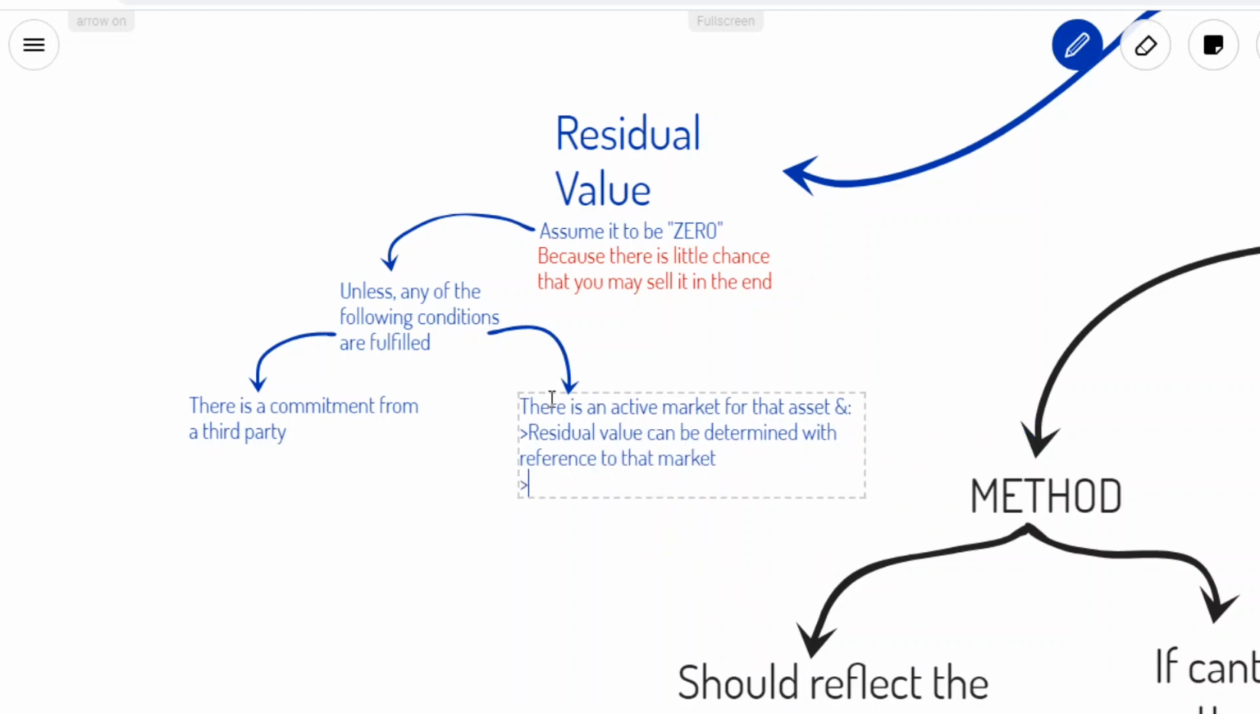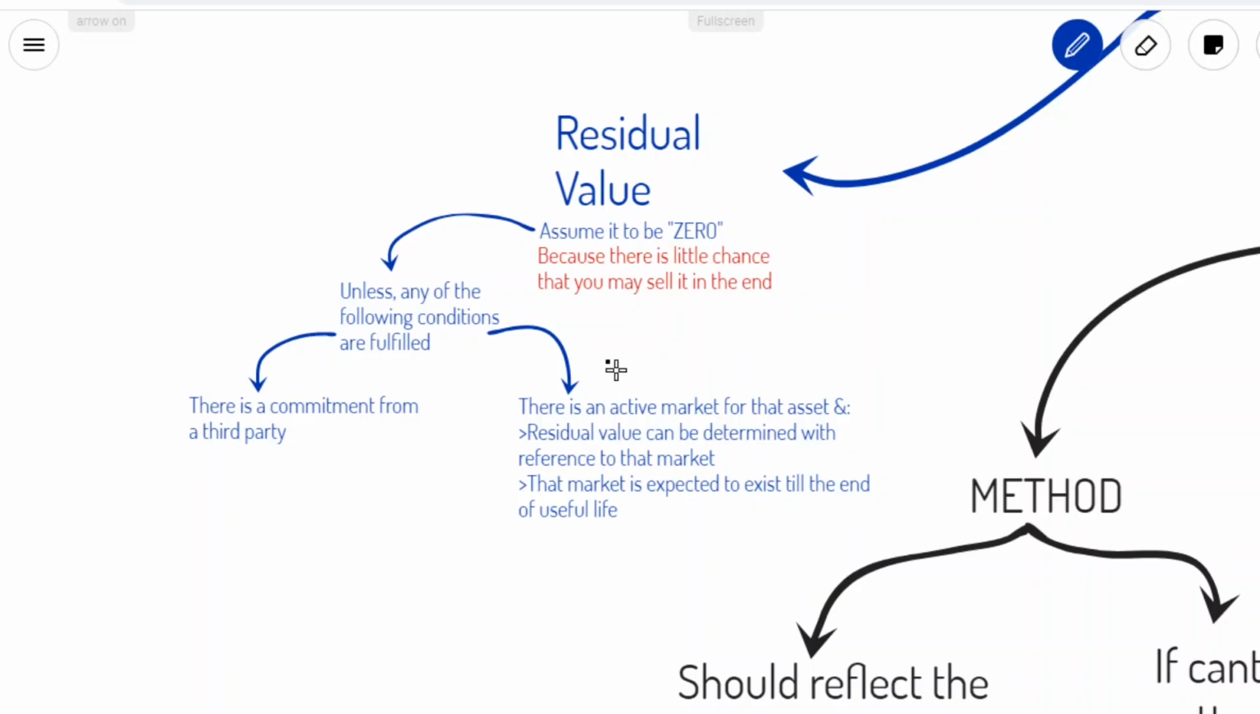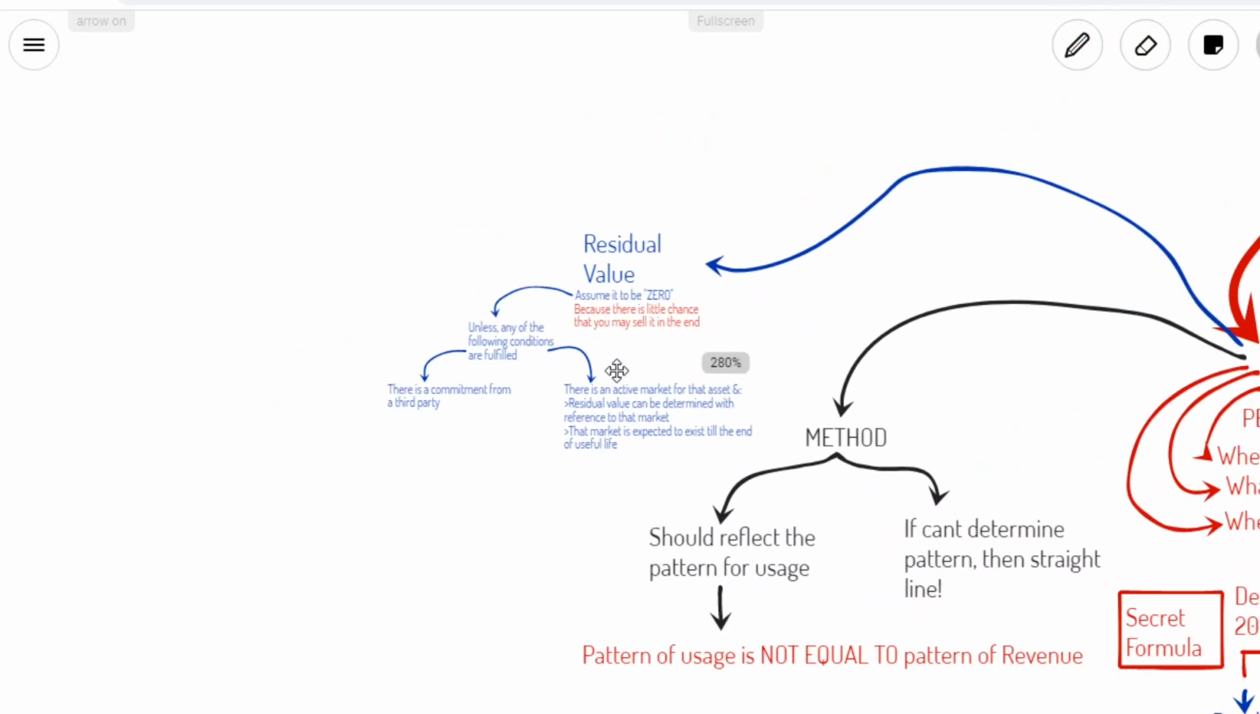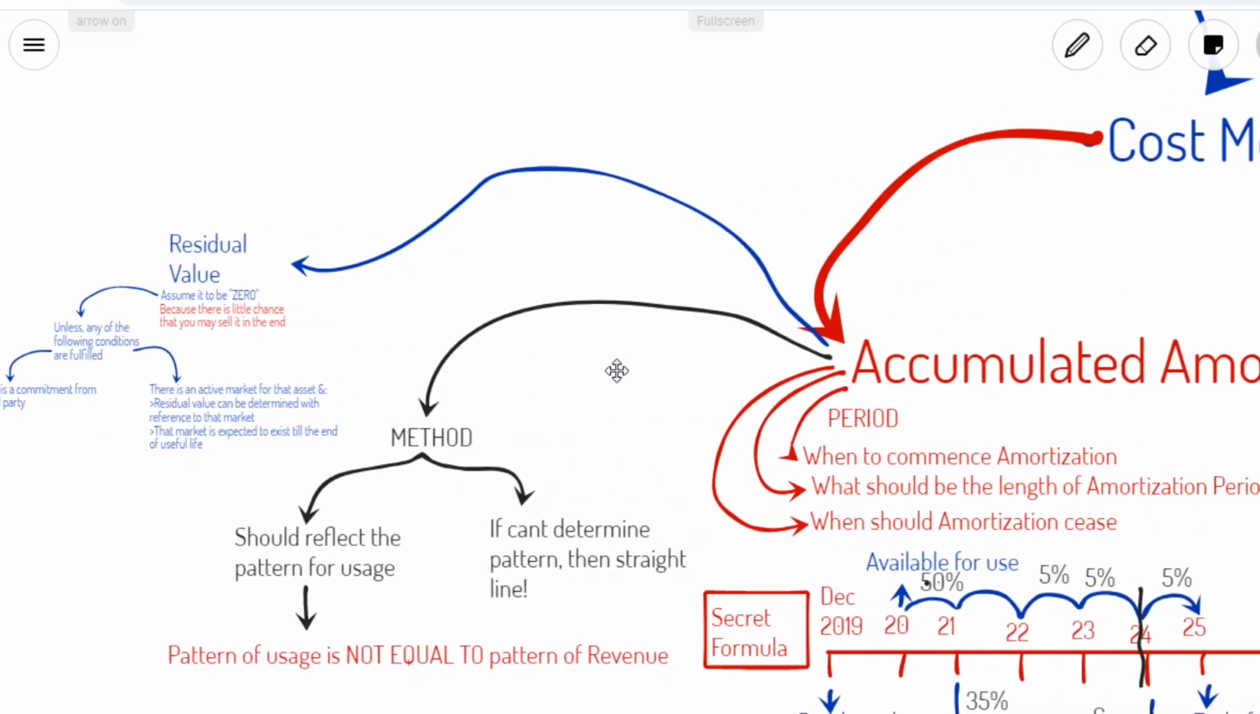Which means there should either be an active market and it should be expected to be there at the end of the useful life, and the value can be determined by reference to that market. And if that market doesn't exist, then at least there should be someone's commitment to purchase that intangible asset at the end of its useful life. If none of those conditions are fulfilled, neither there is a commitment nor there is a market, in that case the residual value of that intangible asset should be assumed to be 0.